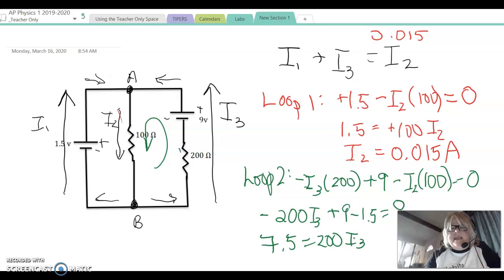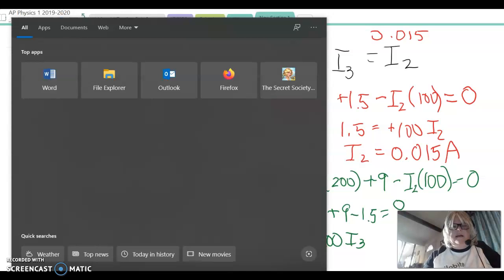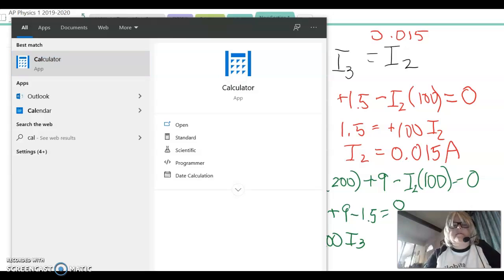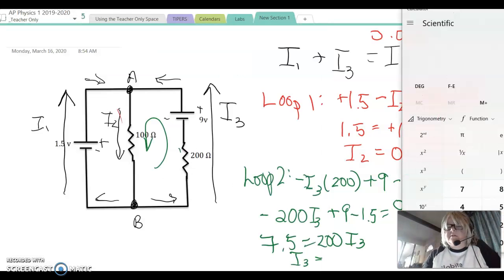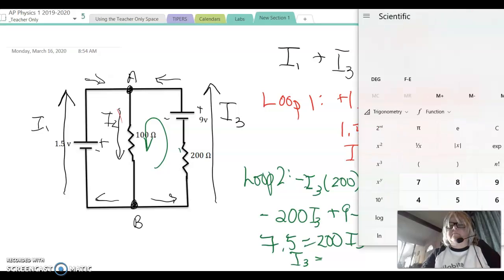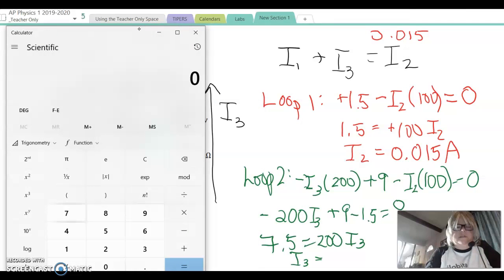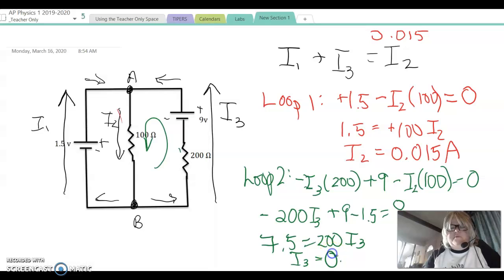And if I hit that into my calculator, I get that I3 is equal to, let me bring up my calculator real fast. 7.5 divided by 200 equals 0.0375 amps. So now I know what I3 is.